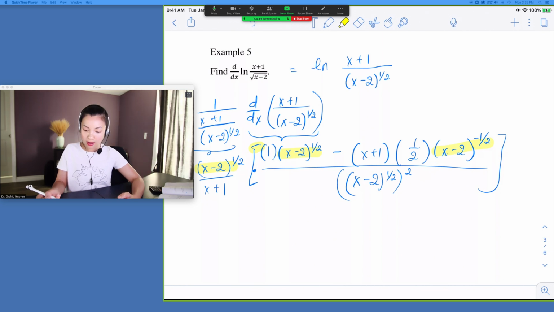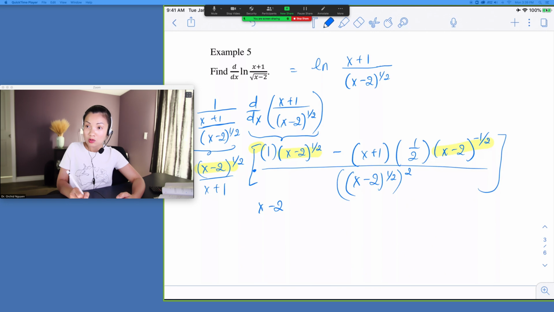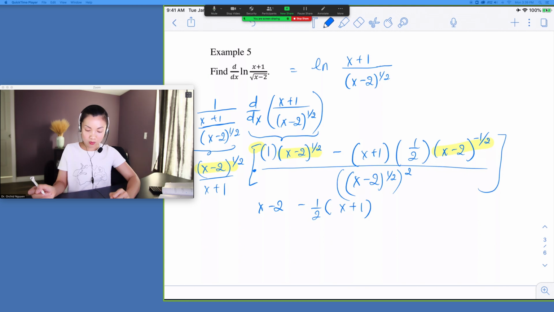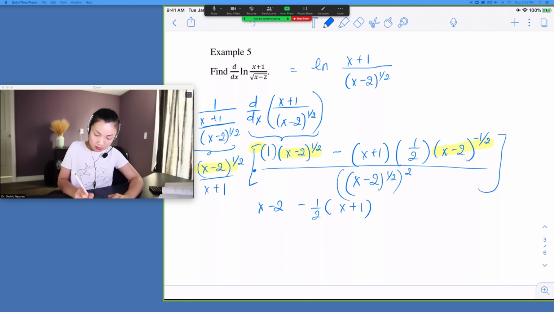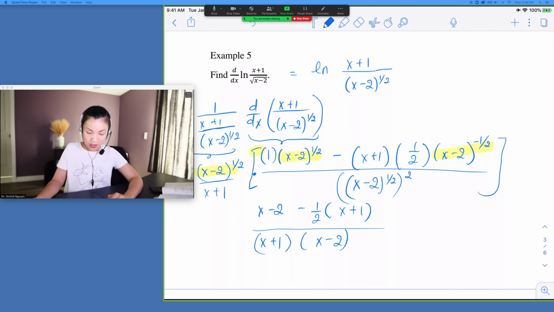So what I have is x minus 2 minus 1/2 (x plus 1). Okay, because the x minus 2 cancel out. All right, on the bottom, what I have is x plus 1 and x minus 2. Okay, so hopefully you recognize that.